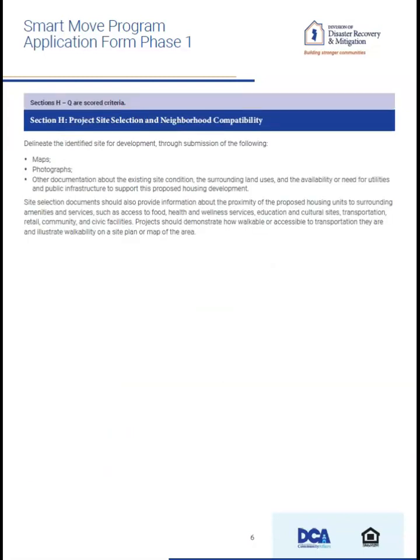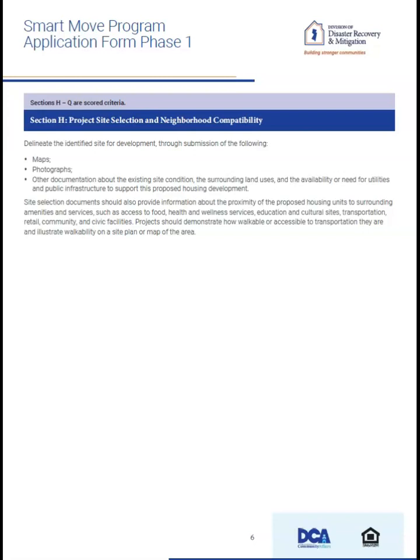Section H. Project Site Selection and Neighborhood Compatibility. All applications must clearly identify the site for their housing development project. Applications should include maps, photographs, and other documentation about the existing site condition, the surrounding land uses, and the availability or need for utilities and public infrastructure to support this proposed housing development.